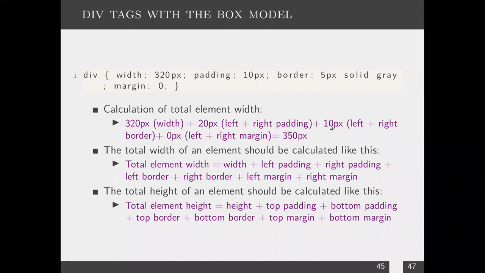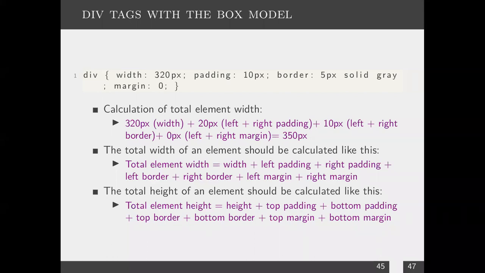Then I'll add the size of the border. The border is also 5 pixels. So the left border and the right border are both taking 5. So 5 times 2 would be 10. That's how I get the 10. So left plus right border is 5 plus 5, which is 10. Now, the margin, they are saying it's 0. So left and right margin will be 0 plus 0, which is 0. And I will be able to get a width of 350 pixels. So I can get to know how big my element would be.